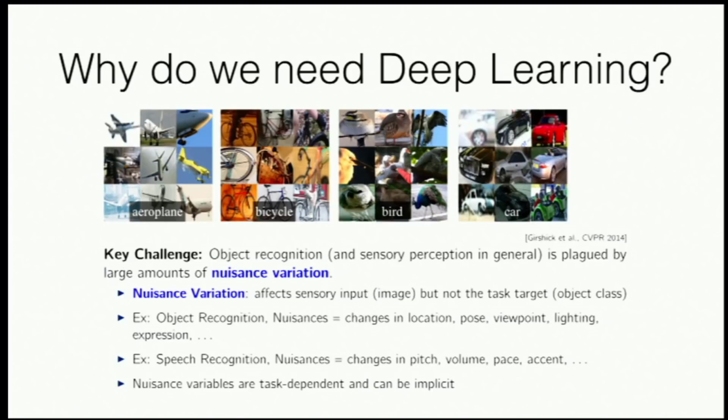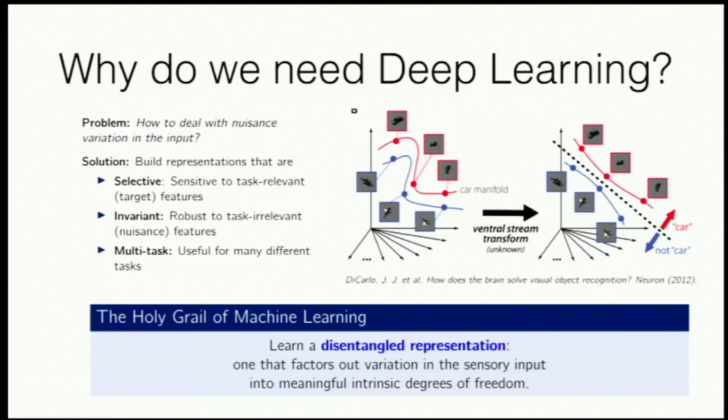So for example, for speech recognition, if you want to recognize the words or phonemes that are coming out of someone's mouth, the nuisances might be a change in pitch, a change in volume, if I start to speak very quietly, or if I start speaking really, really fast. But you can still understand me, right? So that means that your brain has the ability to deal with this nuisance variation. But it turned out that this nuisance variation, which is task dependent and can be quite nonlinear and complicated, is the core reason why traditional or shallow machine learning techniques did not suffice.